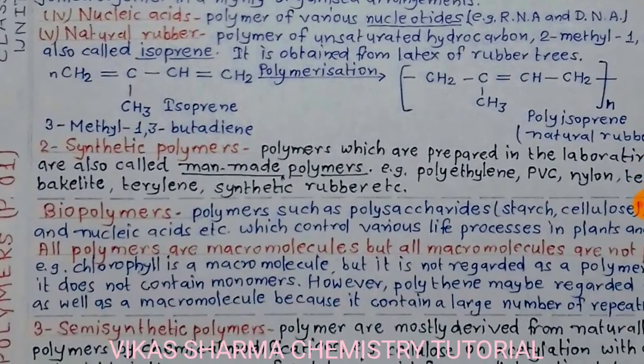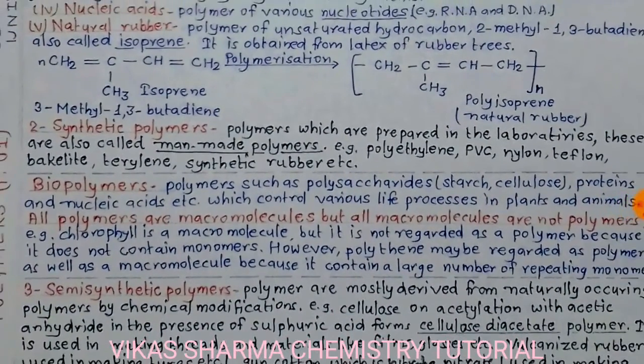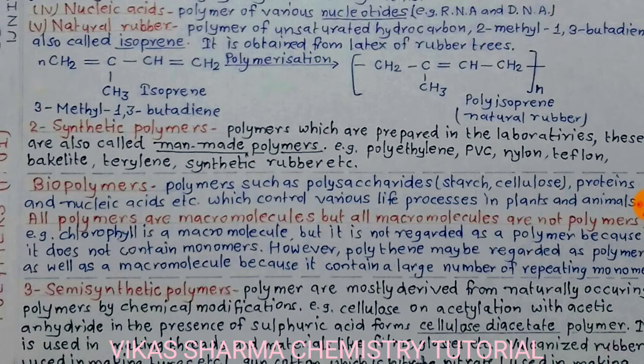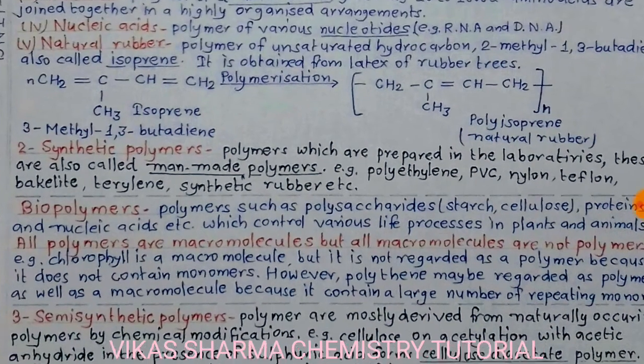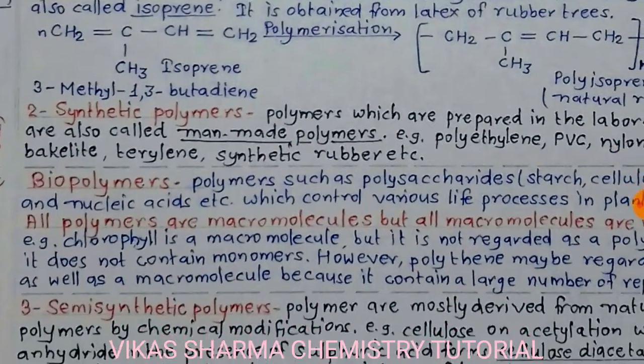Student, the second point is synthetic polymer. Polymers which are prepared in the laboratories are also called man-made polymers. Examples: polyethylene, PVC, nylon, Teflon, bakelite, terylene, synthetic rubber, etc.